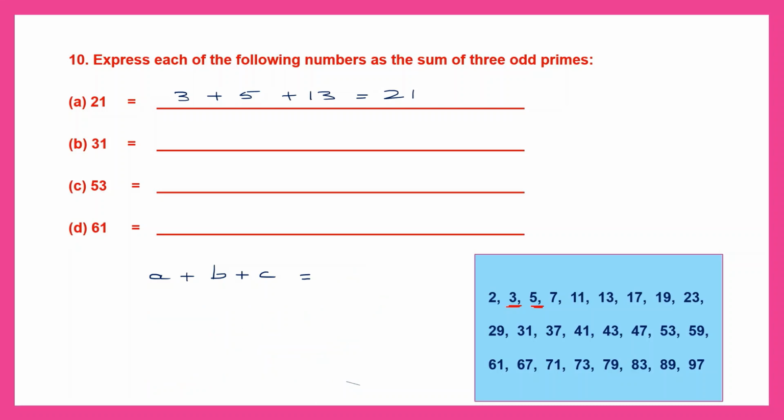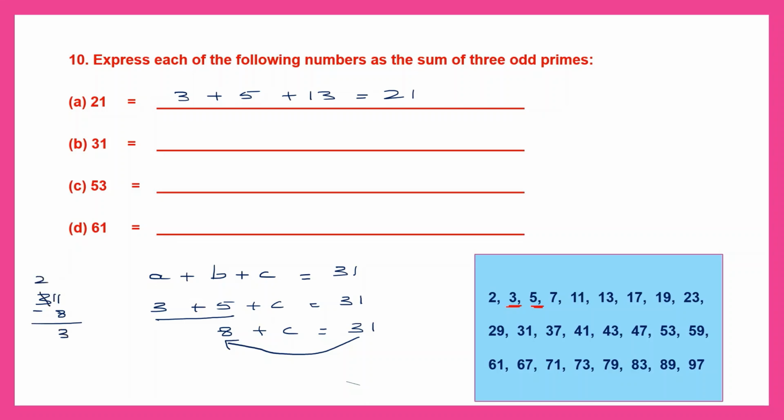So A plus B plus C is equal to 31 this time, the second one. Okay, so let's try the same numbers. 3 plus 5 plus C is equal to 31. That means 3 plus 5 is 8. 8 plus one more number, C, should give me 31. So to find that, let's subtract 31 minus 8. Here 2, 11, 11 minus 8 is 3 and 2.